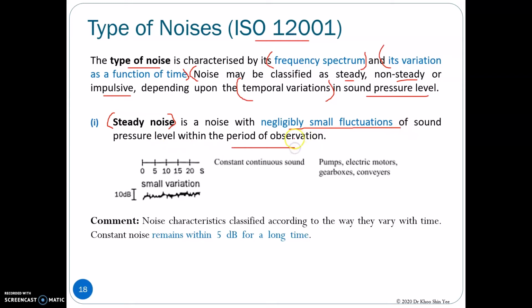So for example, let's measure the sound from this activity and you obtain a signal like this. And we can see that it's a constant continuous sound with negligible small fluctuation. From the time domain signal, you can see that the sound is within 5 dB. So in this case, we can call it a steady or constant noise.